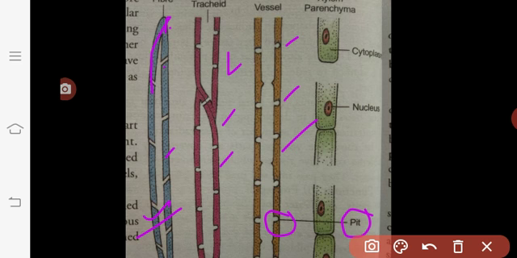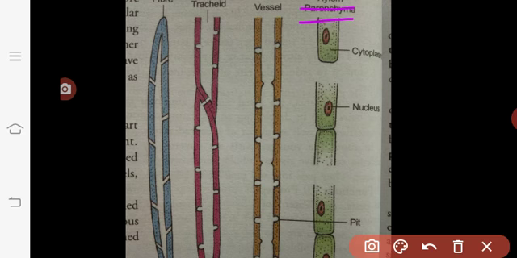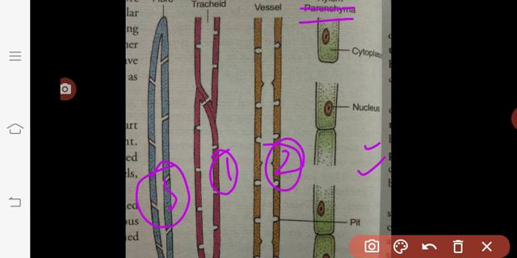Now next is point number 4, that is xylem parenchyma. It consists of living cells present inside the xylem. The cells of xylem parenchyma store food materials. They help in the lateral conduction of water. So these are the 4 elements: first is tracheids, second vessels, third xylem fibers, and fourth xylem parenchyma.